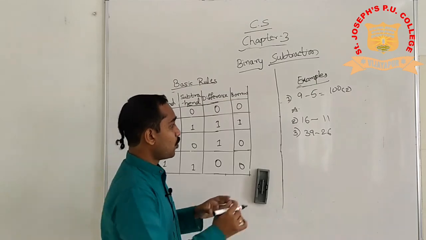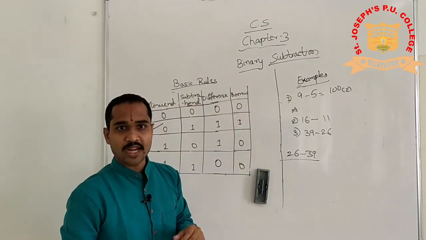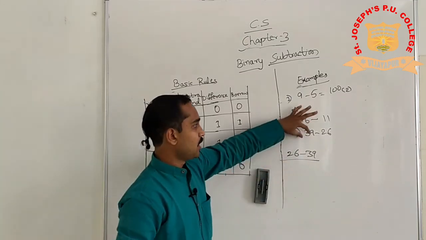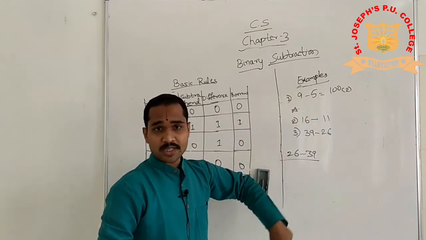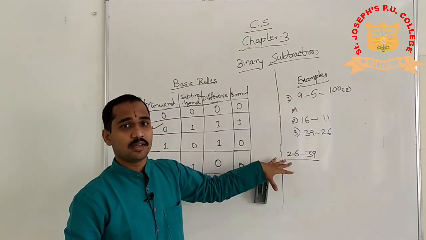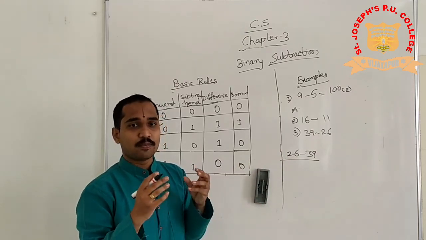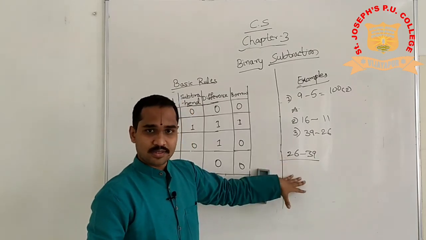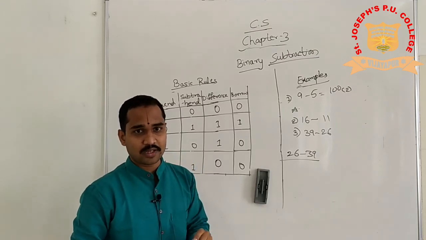But what if 26 minus 39 is given? That creates the problem now. We have not seen this. Okay, a bigger number minus smaller number is always easy to subtract. Smaller number minus bigger number, this needs an extra method to calculate. So binary subtraction, when done like this, like smaller number minus bigger number, needs a special method for calculation.